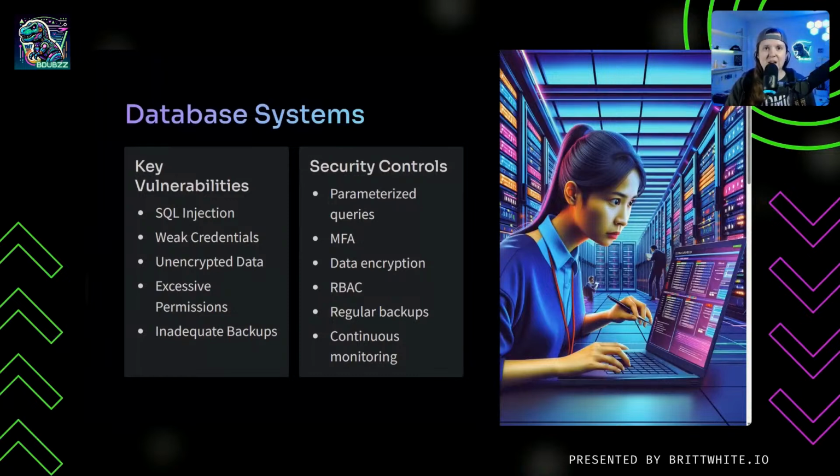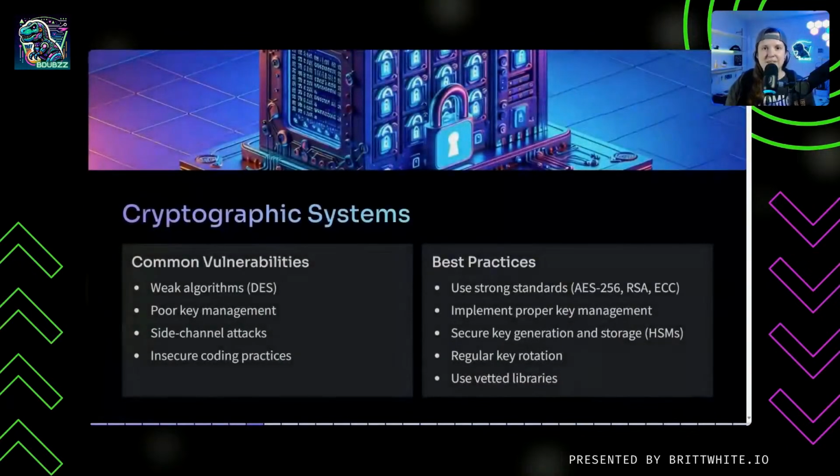Now let's talk about the locks themselves. Cryptographic systems. So, cryptographic systems are the locks and keys of digital security. They keep data confidential and authentic. But even the best lock fails if you don't use it right. So, what can go wrong?